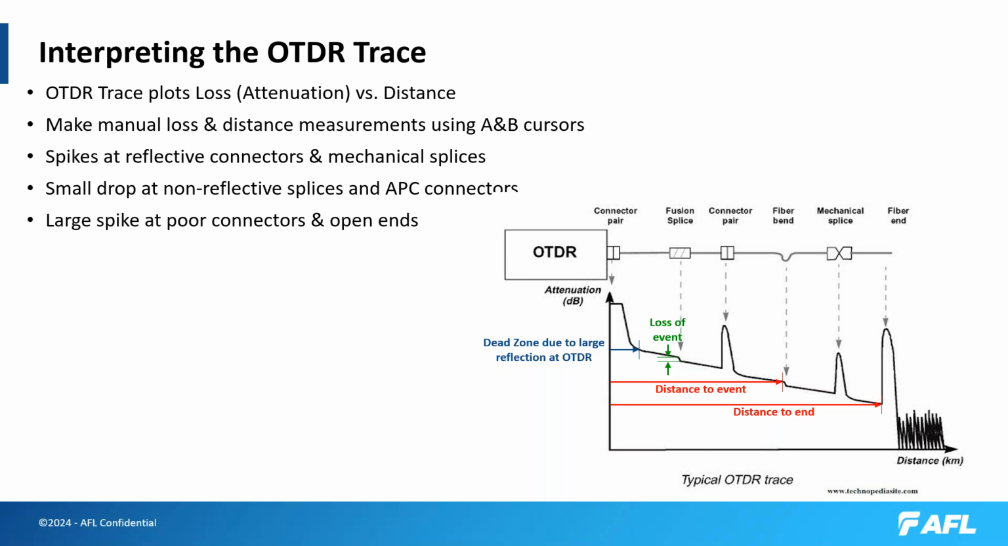The end of the fiber, if it's an open UPC end, you'll get a big reflection there and then a recovery tail down into the noise floor. If it's an APC angle polish connector, you'll get no reflection or a very small reflection. You can identify the distance to the event using the horizontal axis, and the distance to the end.